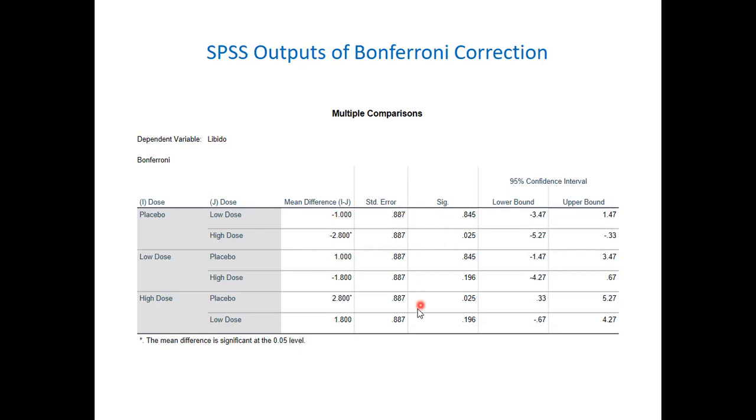So when you now come to their standard error, it's the same thing. When you come to the p-value, you will see that it's the same thing. The difference between placebo and low dose is 0.845. That is, there's no significant difference. The same thing, low dose and placebo, 0.845. But when you now look for placebo and high dose, or high dose and placebo, you see the p-value is 0.025. That is significant. And if you look at the low dose and high dose, it is 0.196. It's not significant also.